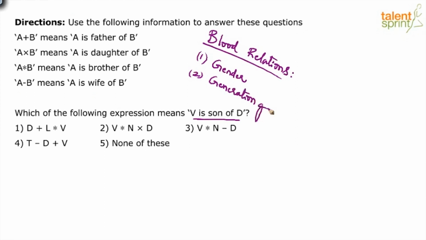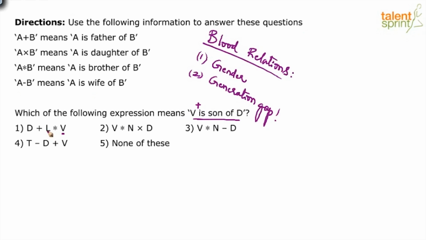Right, the gender and the generation gap, right? So that can be tried here, but just go with what we have discussed a few seconds ago. See, V is the son of D. Look at option 1. V is at the end. See, V is the son of D means what? V has to be a male person. Which of the following expression means V is the son of D? V has to be a male person.